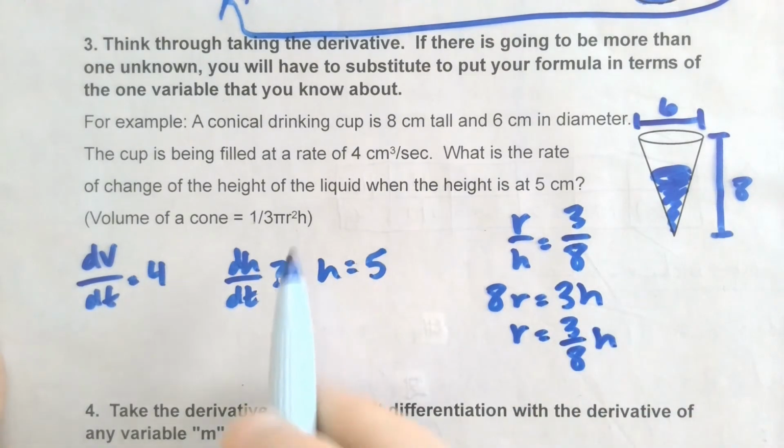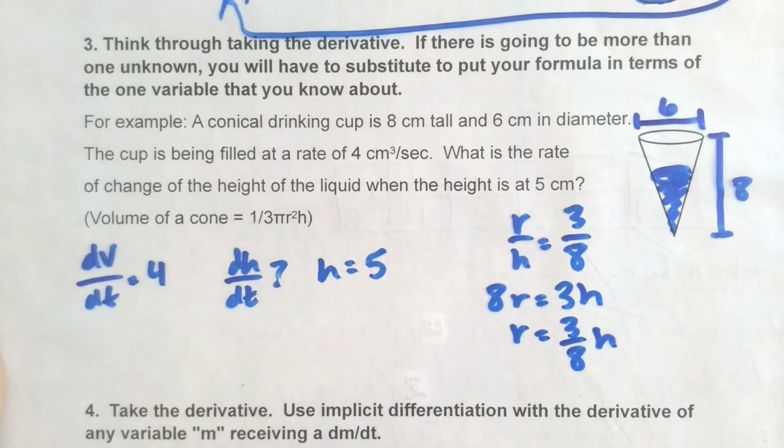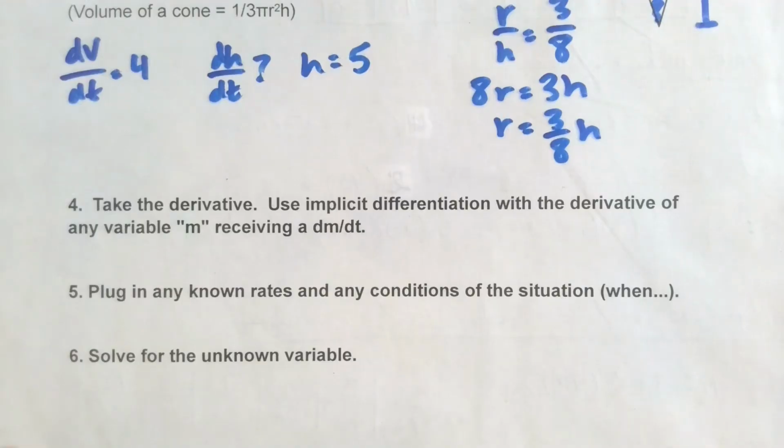So if I replace my radius with 3/8 h before I take the derivative, now I can solve for my dh/dt. And then our last steps follow pretty easily. We're taking the derivative, make sure you use implicit differentiation, and if it's a variable m, then it should have a dm/dt next to it. We're plugging in any known rates, any conditions when this is happening, something like that. And then our last thing is solving for that unknown.